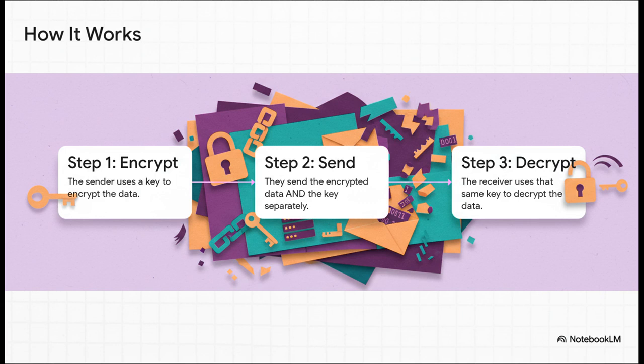So with the symmetric method, it works like this. You use one secret key to both lock the data and unlock it. The sender scrambles the message with the key and sends the scrambled message on its way. But they also have to find a way to send the key to the receiver, usually in a separate package, so they can actually unscramble the message.